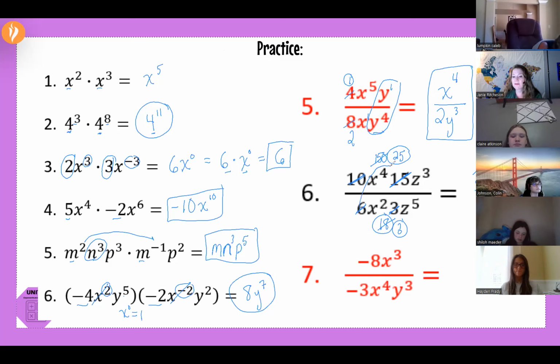So we have 4 x's on top, 2 on the bottom. So the difference in 4 and 2 is 2. The biggest group is on the top. And then our z's, we have 3 z's up top, 5 on the bottom. The difference in 3 and 5 is 2. And where does z to the second go? Top or bottom? Yeah, bottom, because this is a bigger group of z's than on the top. Thank you, Hayden. So guys, that's the answer.